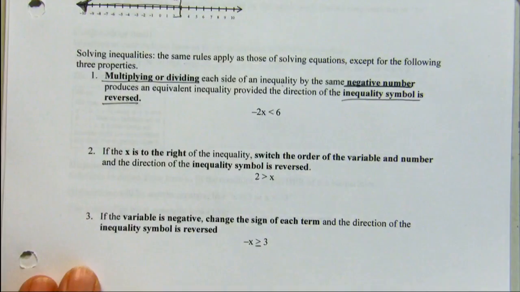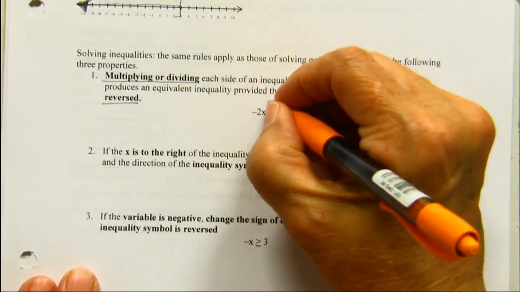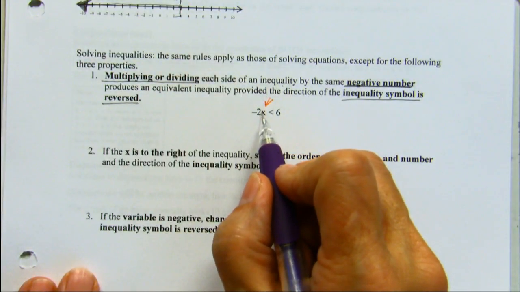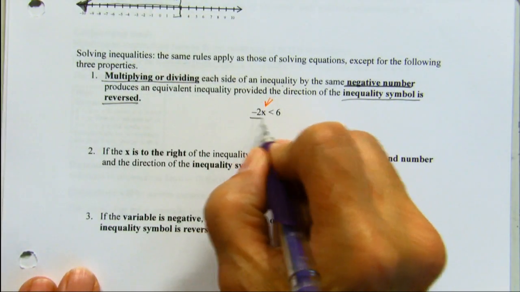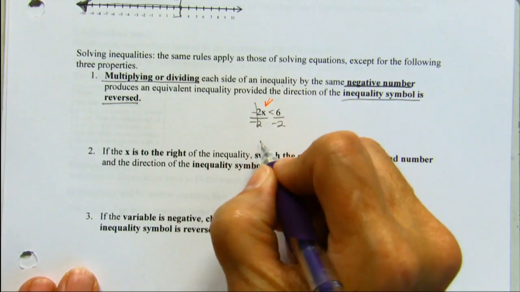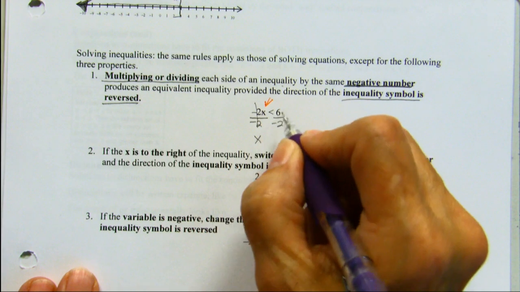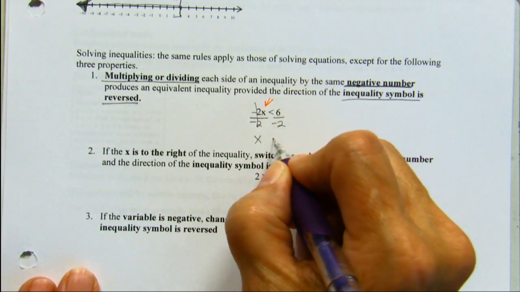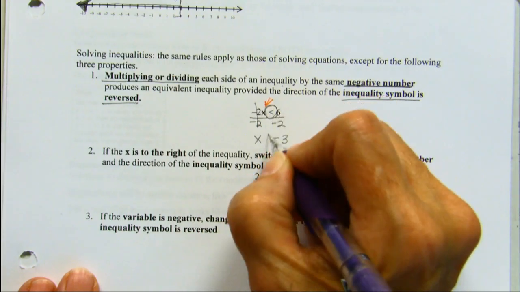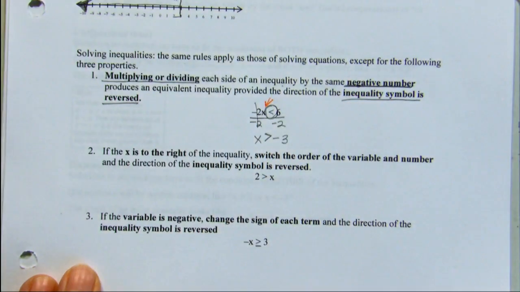So here, I am trying to isolate my letter X to get rid of the times -2. I divide both sides by -2, and I get X. 6 divided by -2 is -3, and my inequality I have to flip over.